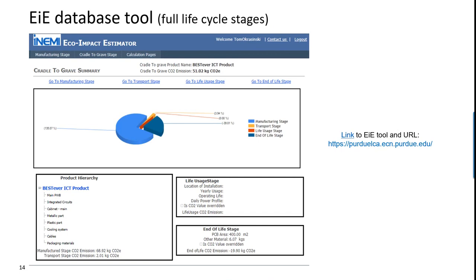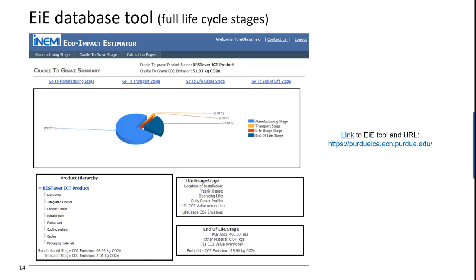We can do beyond the manufacturing stage. We can do all the life cycle stages. So what I showed you on the previous chart was just for manufacturing that product, and all the steps of getting those materials, intermediate processes, final product manufacturing, all that combined together.